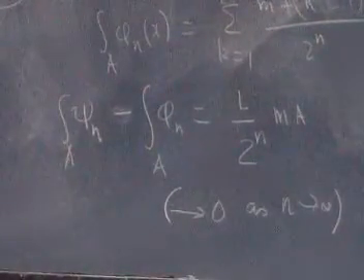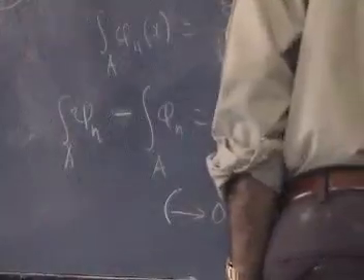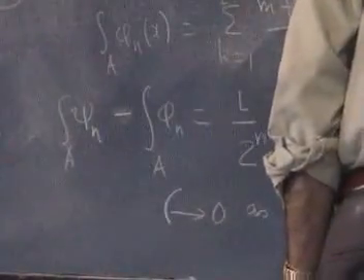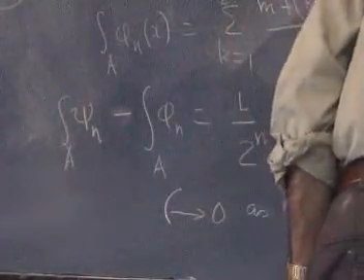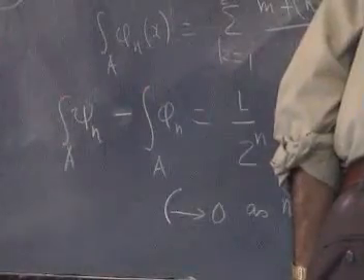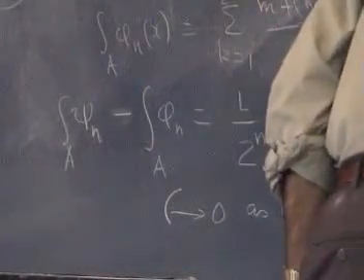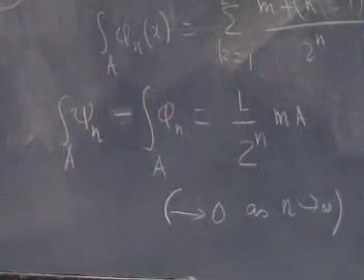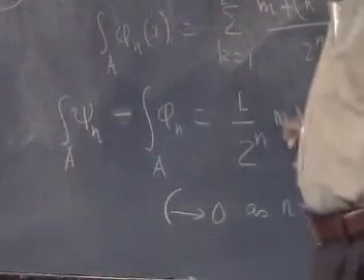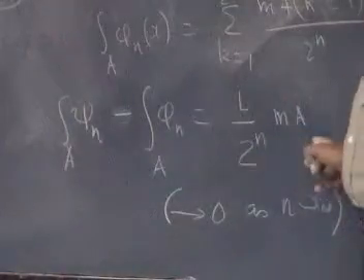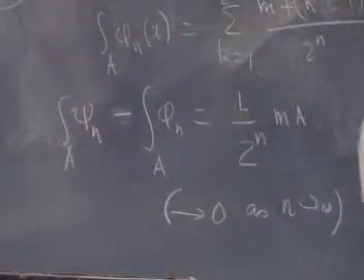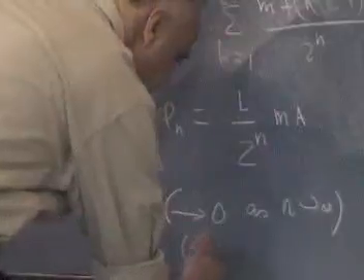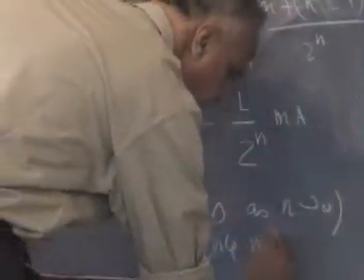Now I will put the right thing. Therefore, the upper integral is equal to the lower integral of f. The measure of A is important, because the measure of A is finite, this goes to 0. That is the reason where I use the fact that the measure of A is finite.